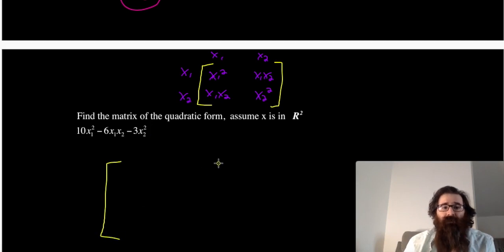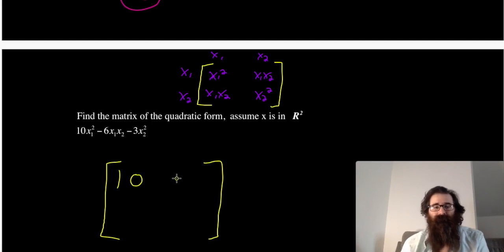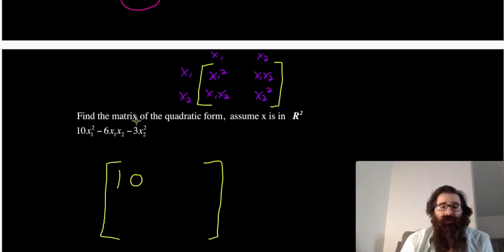So I want to build a 2x2 matrix. My quadratic form is 10x1 squared minus 6x1 x2 minus 3x2 squared. Now, the coefficient on x1 squared should just go in this upper left corner. So that 10 should go right there, upper left. And then finishing that main diagonal, I have this negative 3x2 squared. That coefficient on x2 squared should go right here in the bottom right. So that negative 3 goes right there.